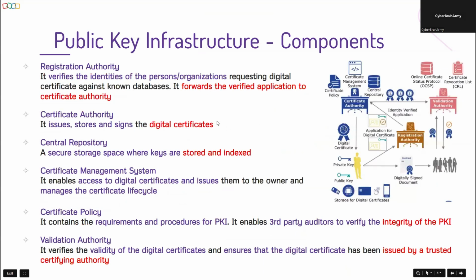Okay. Now, public key infrastructure components. So what are the components? The components are registration authority, certificate authority, central repository, certificate management system, certificate policy, and validation authority. Let's start with the registration authority. It verifies the identity of the person, organization, or entity requesting a digital certificate against the known database. It then forwards the verified application to the certificate authority.